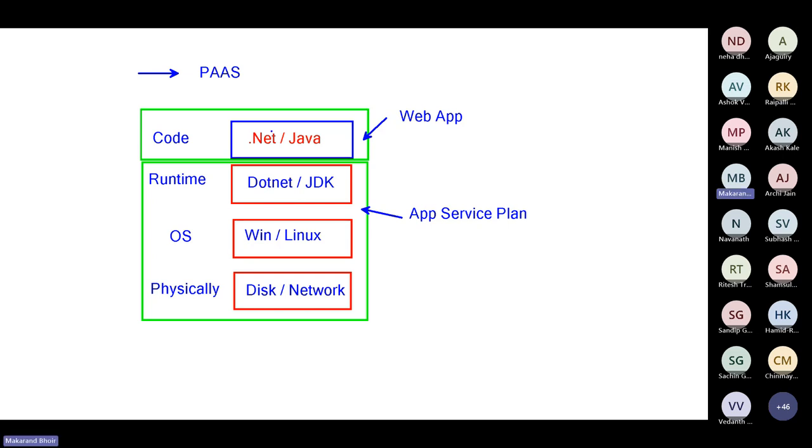So in this, you cannot control the physical network, disk, operating system, or Linux. You cannot control that. You can choose which version of JDK you want, which version of .NET you want. You can choose that, but once you install, you cannot see that installation on the actual physical machine. It will be created, but as a user, we don't have an option to see that.